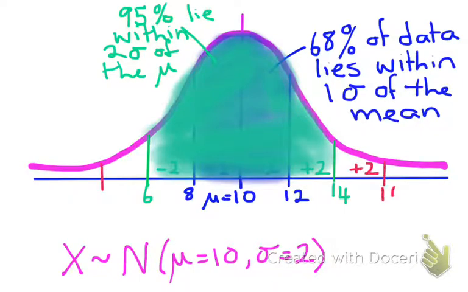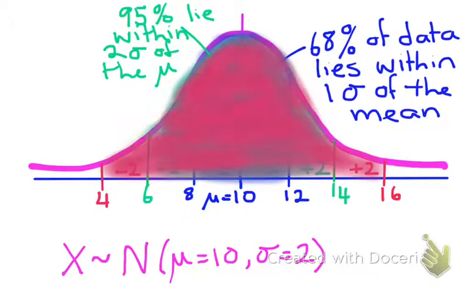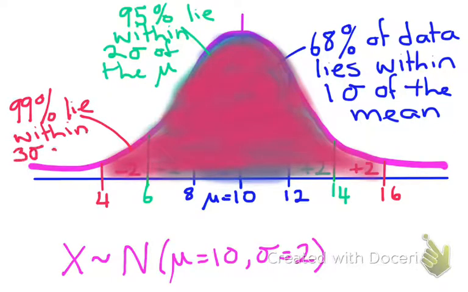Then if I go out a third standard deviation, so I'm going plus another 2 minus another 2, between the values of 4 and 16, that is going to cover now that total area for the normal distribution with a mean of 10 and standard deviation of 2. That is going to cover approximately 99% of my data lies within 3 standard deviations of the mean.